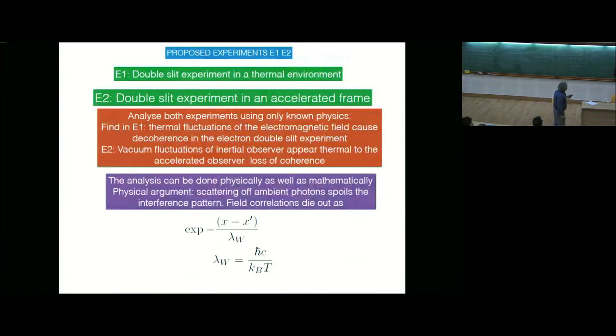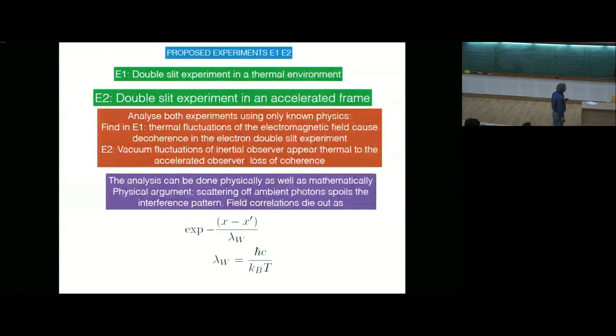Okay, so let's take E1 first. It's a double slit experiment in a thermal environment, or E2, a double slit in an accelerated frame. I'll analyze both these experiments using only known physics. And in E1, I find that thermal fluctuations of the electromagnetic field cause decoherence in the double slit electron experiment. And this is very easy to understand. I'll give you physical arguments for that.